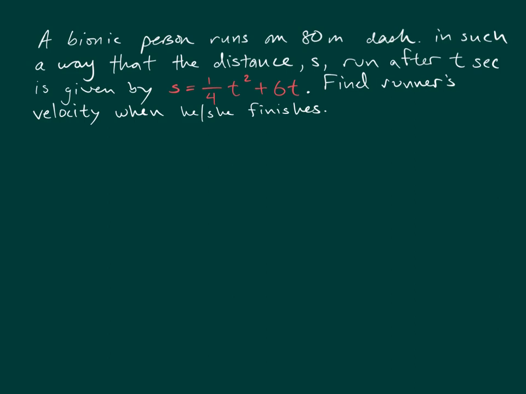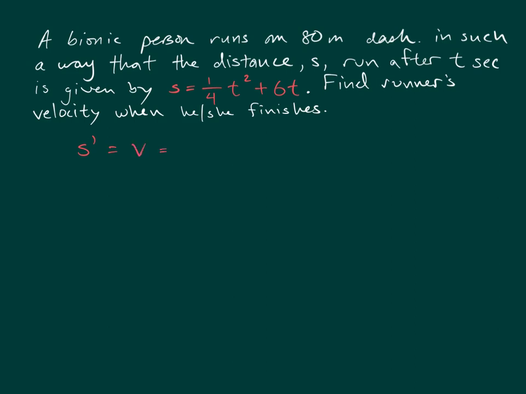A bionic person runs an 80-meter dash in such a way that the distance s run after t seconds is given by this function. The goal here is to find the runner's velocity when he or she finishes. All right, so since we're being asked about velocity, with this function here, this being the position function, if we just take the derivative of the position function, that will give us the velocity.